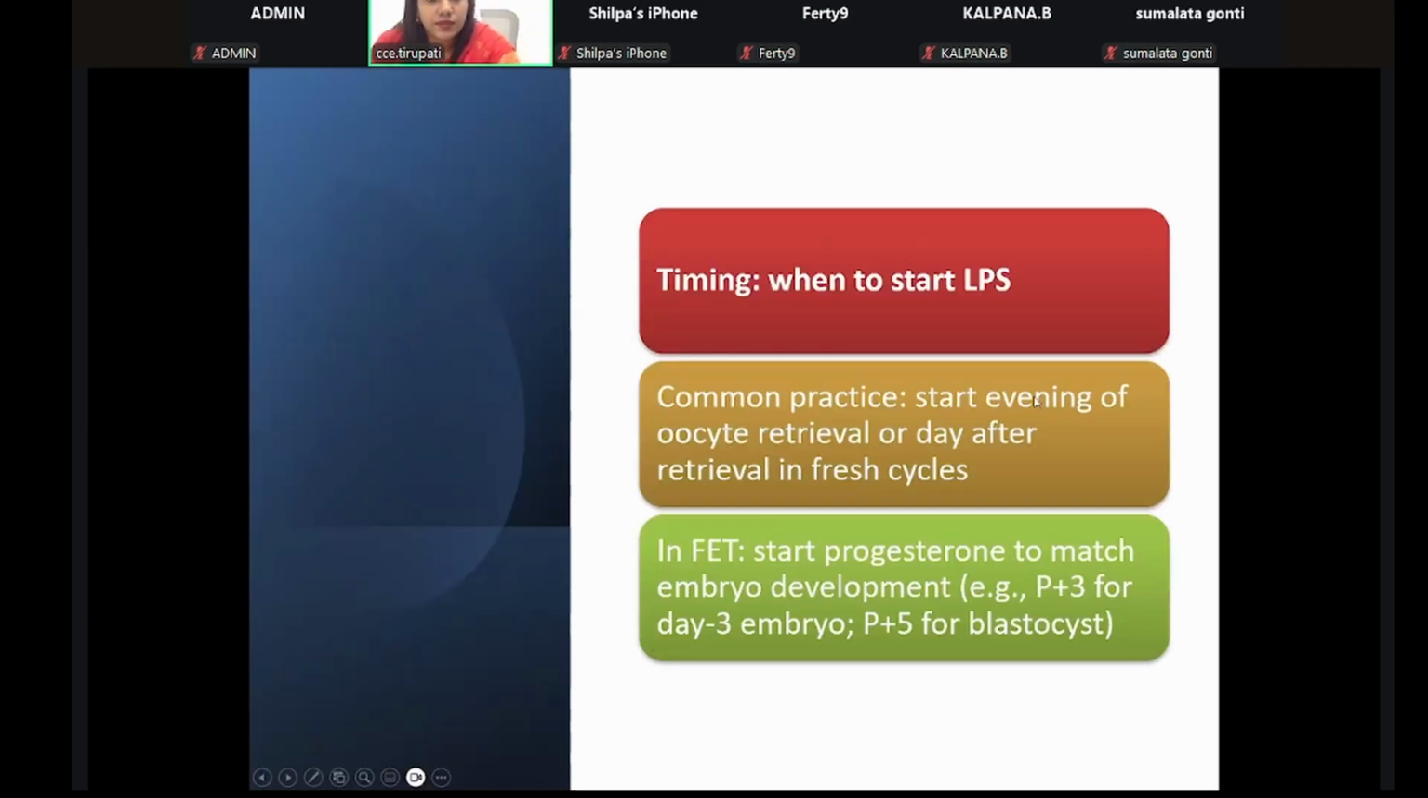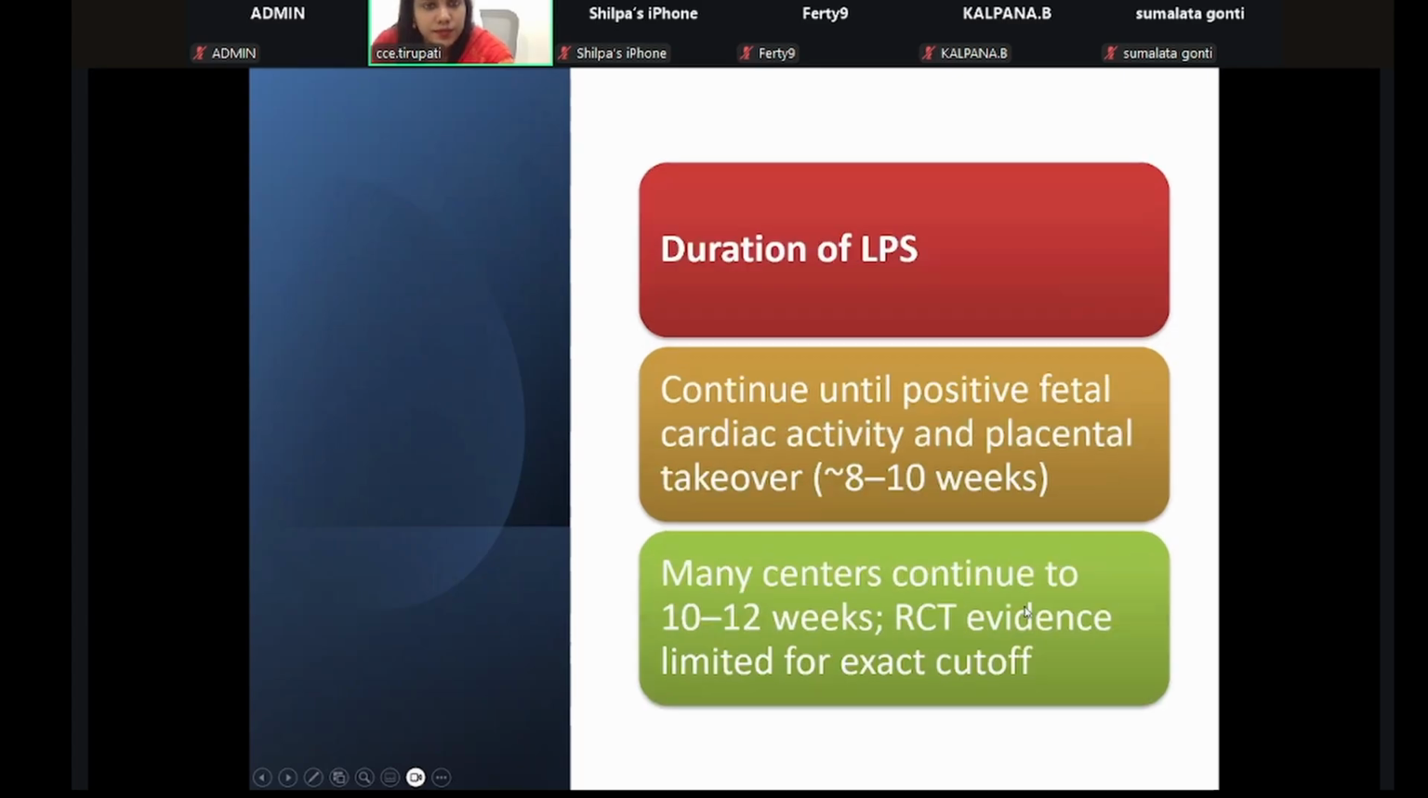Timing: when to start luteal phase support. If we plan a fresh transfer, on the day of oocyte retrieval itself, from the evening, we can start luteal phase support. In FET, if it is a day 3 embryo, 3 days of progesterone, and transfer will be on the 4th day. For a blastocyst embryo, 5 days of progesterone, and transfer will be on the 6th day of progesterone. It has to be continued until cardiac activity, until 8 to 10 weeks.